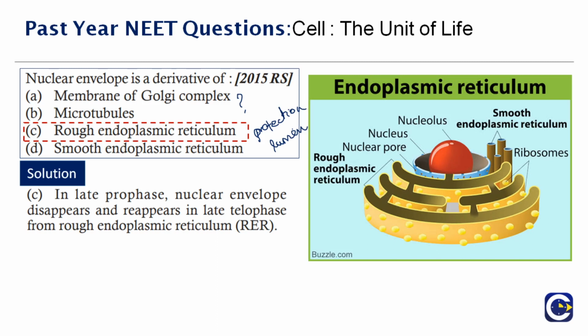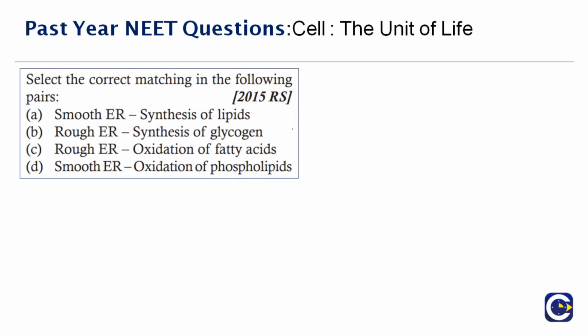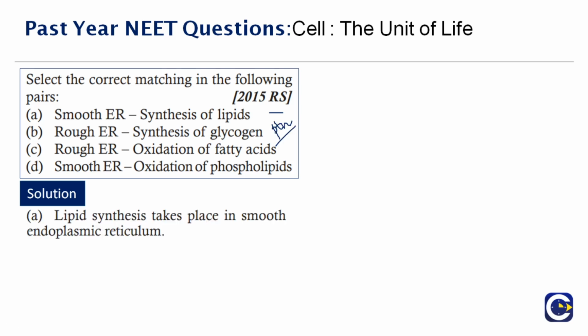Okay, now let's move to the next question. Select the correct matching in the following pairs. This again was asked in the year 2015. As we all know, endoplasmic reticulum is classified as smooth and rough based upon their appearance. So I will tell you the answer. Smooth endoplasmic reticulum is responsible for the synthesis of lipids, and rough endoplasmic reticulum helps in the synthesis of proteins. So option A is correct while the rest of the options are wrong. Rough endoplasmic reticulum helps in the synthesis of protein, so synthesis of glycogen, synthesis of fatty acid, or oxidation of phospholipids will not come under this. Therefore the correct answer to this question is option A, smooth endoplasmic reticulum. It helps in the synthesis of lipids.